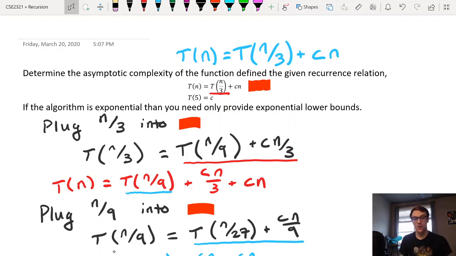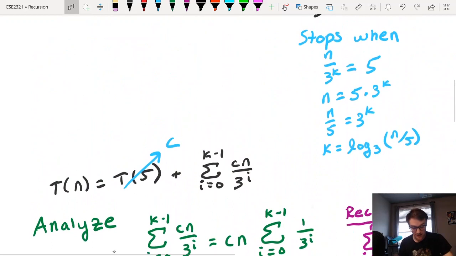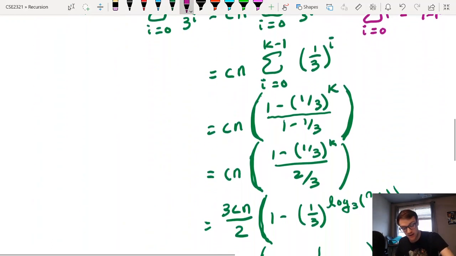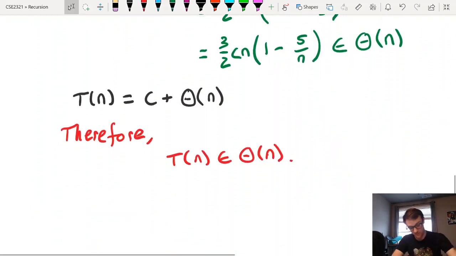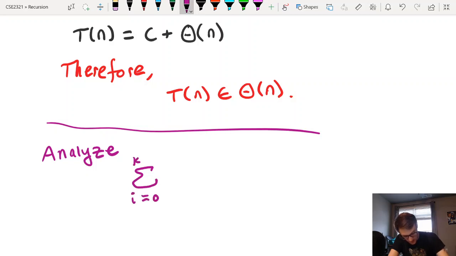All of the first steps involving the substitution are not optional. There's no way around those steps. But sometimes you can get away with better tricks for the summation. So for this problem, we had a summation that looked like cn over 3 to the i. I'm going to analyze that in a different way now. We wanted to analyze the summation from i equals 0 to k minus 1 of cn over 3 to the i.